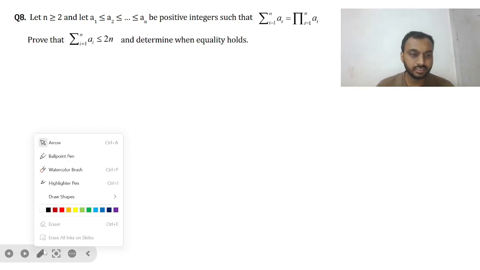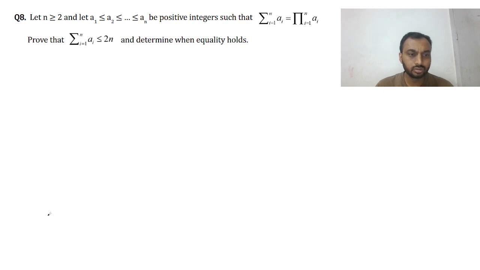Hi guys, so let's see question number 8 of ISI UGB 2025. In this we are given that for n greater than or equal to 2, let a1 less than or equal to a2 up to less than or equal to an be positive integers such that the summation of ai is equal to the product of ai. That is, the sum of the integers is equal to the product of the integers.